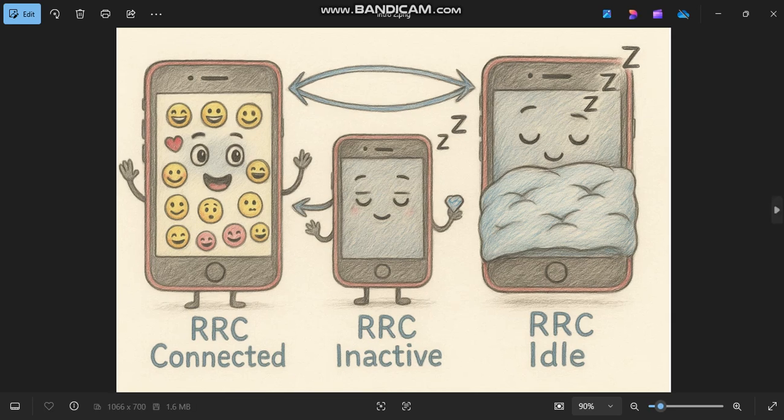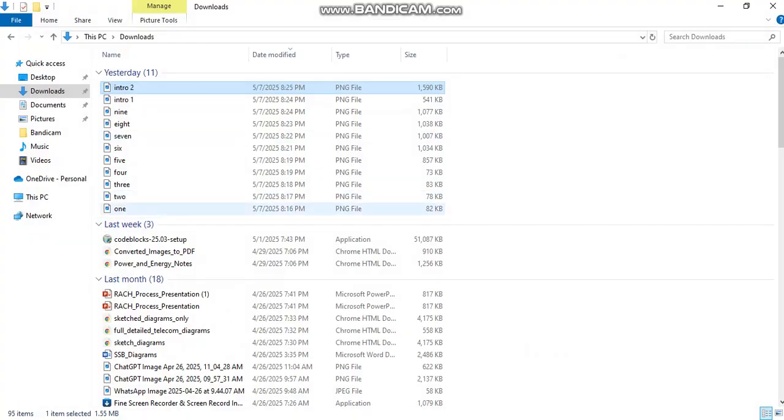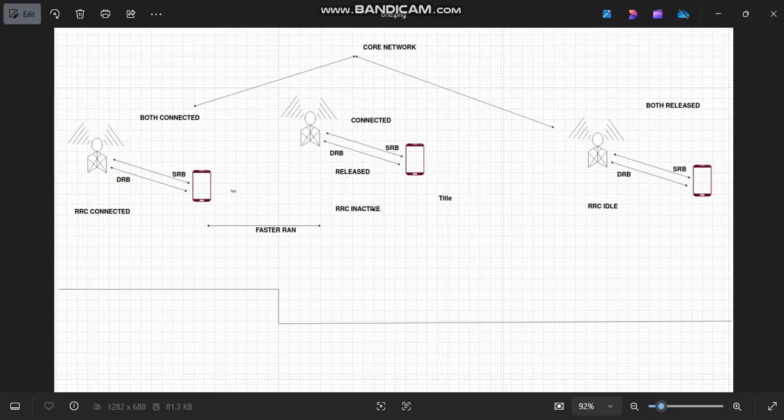So this image describes the three modes, that is RRC connected, RRC inactive, and RRC idle. From the image itself, we can tell that RRC connected means the phone is active, RRC inactive means the phone is partially active, and RRC idle means the phone is sleeping. So this is a very important concept. First I'm going to talk about RRC connected.